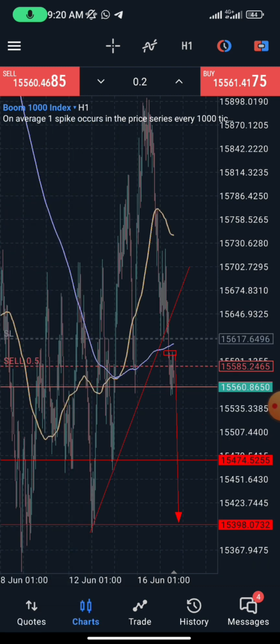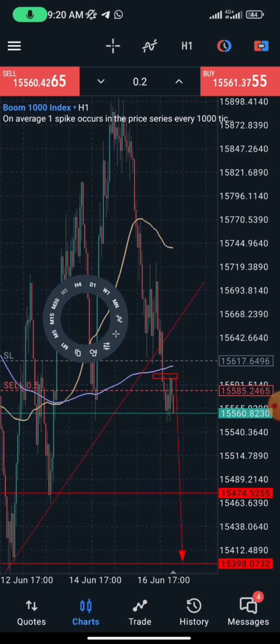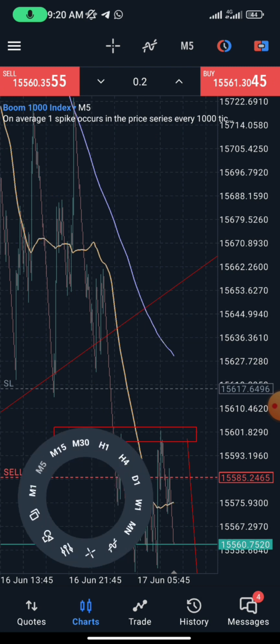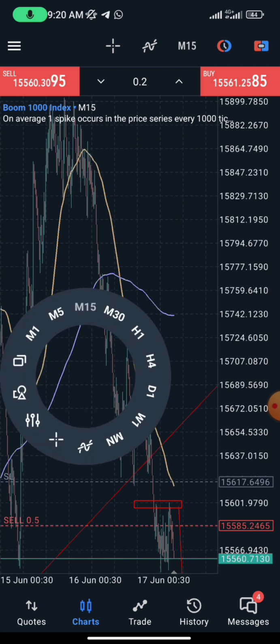The third trade we took on the VIP room is the Boom 1000. Now this is it, guys. This is Boom 1000 and it's already doing fine, right? So these are trades that we will analyze today.